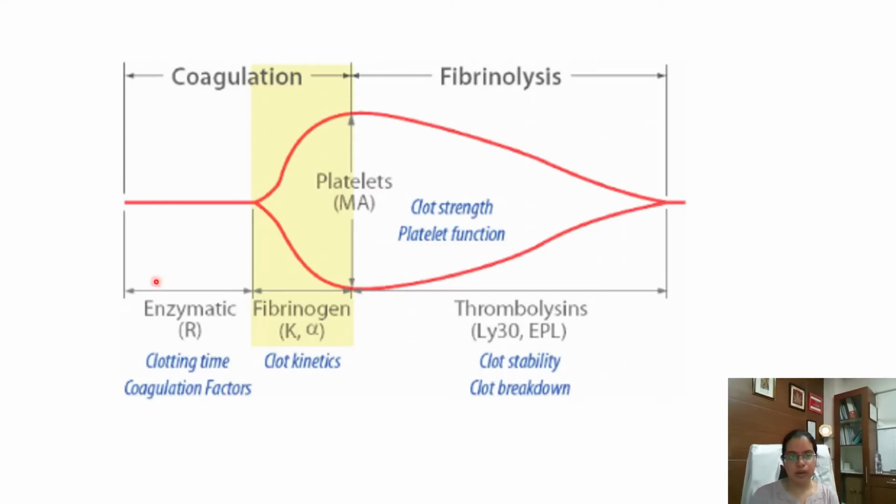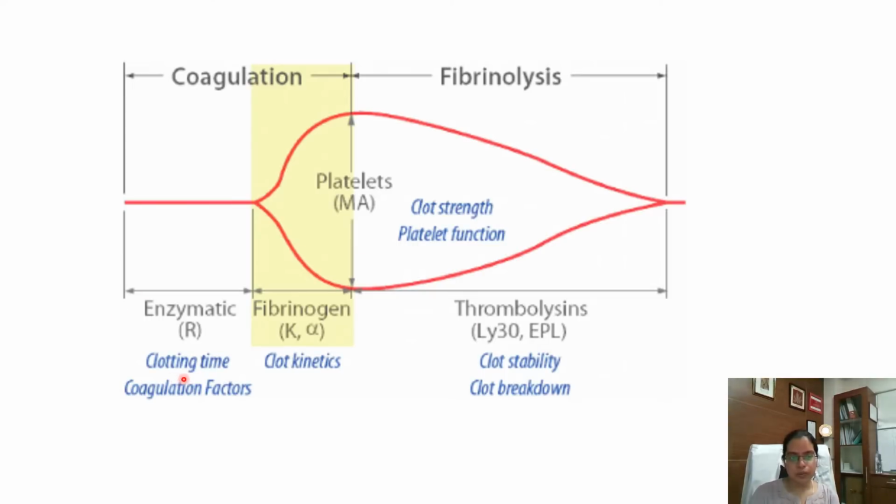This is a thromboelastogram showing all the five variables, that is the R time, the K time, the alpha angle, the MA, that is the maximum amplitude, and lysis 30. So we can divide this thromboelastogram into coagulation and fibrinolysis. In coagulation, we know how the clot is forming, and in fibrinolysis there is clot resolution.